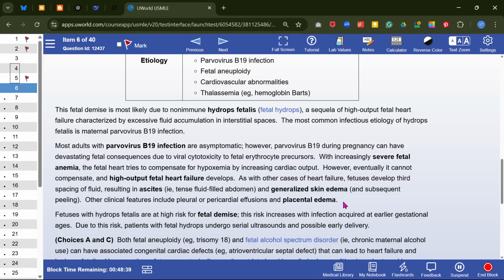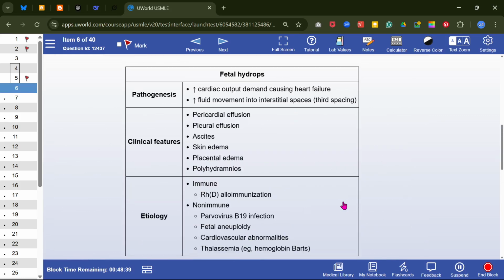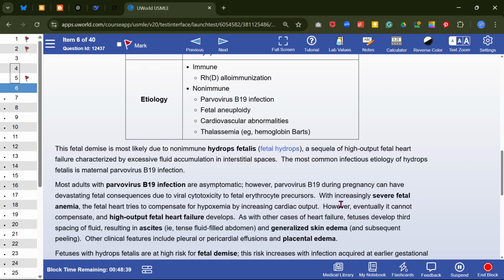Okay, yes. Fetal hydrops increases cardiac output demand, causing heart failure, and increases fluid movement into the interstitial spaces, third spacing. Clinical features are pericardial effusion, pleural effusion, ascites, skin edema, placental edema, and polyhydramnios. Etiology: immune is Rh immunization, and non-immune is parvovirus B19, fetal aneuploidy, cardiovascular abnormality, and thalassemia.